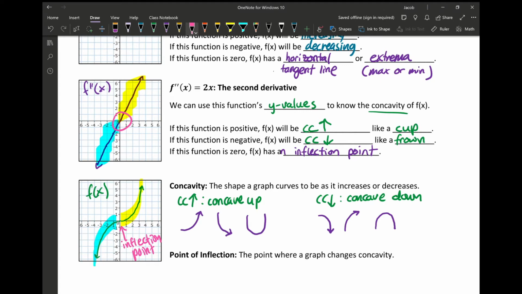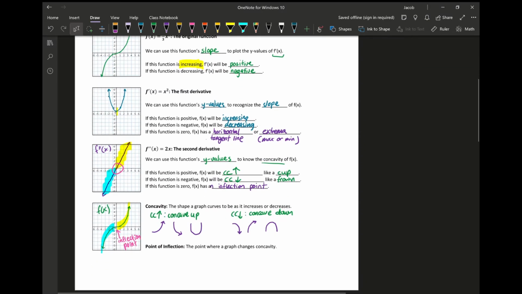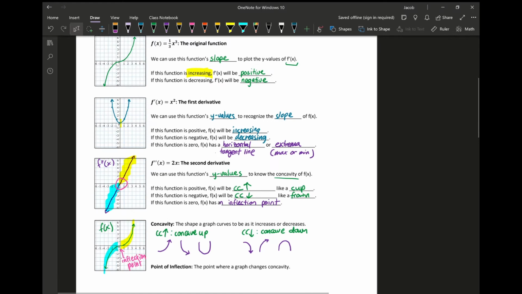Right, so this is going to be the first video I want to put out about these interpretations of the first and second derivative as they pertain to the original function. So here's a good point to pause, and then we'll get back together and do some examples.